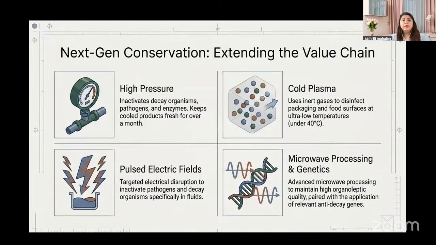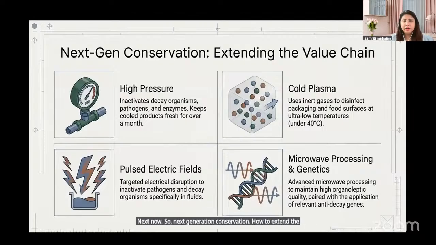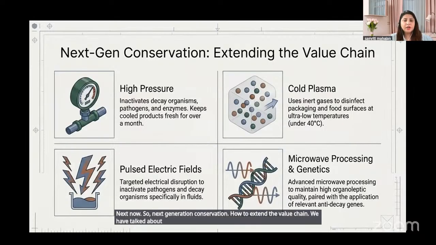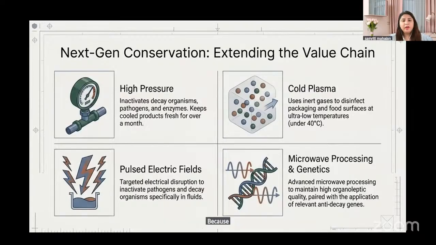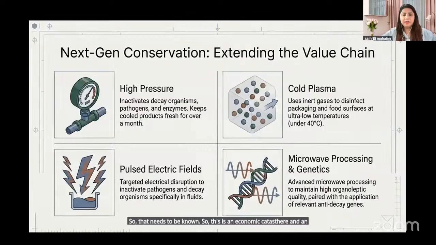Next, next-generation conservation, how to extend the value chain. We have talked about production. Now let's talk about preservation, because up to 40% of food produced globally is lost between harvest and consumption these days. So that needs to be known. This is an economic catastrophe and an environmental one.